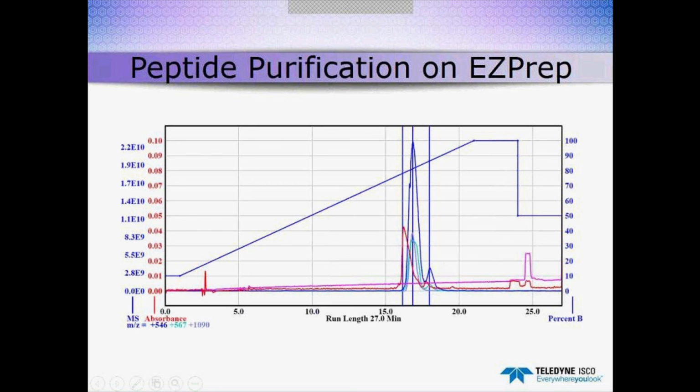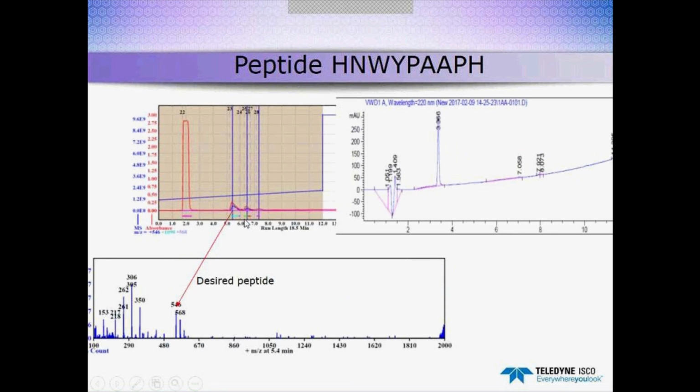So what we wanted to do was to purify this to get rid of some of the impurities that were present. And so this is the purification that was done on the EZ Prep. Ran the same sample on the AccuPrep, changed our gradient conditions so it's a little bit more focused. And you can see that right here is our 546 Dalton peptide. And so we've identified which peak it is that we're looking for, and so we've collected that peak.